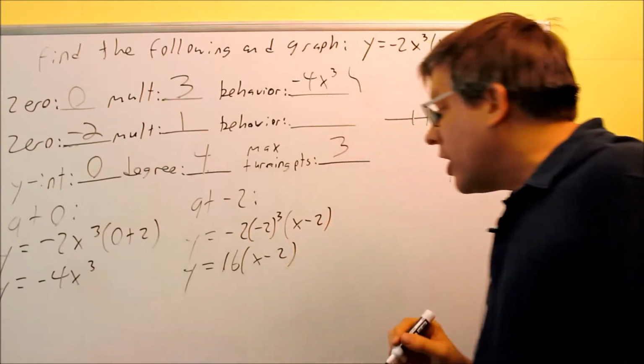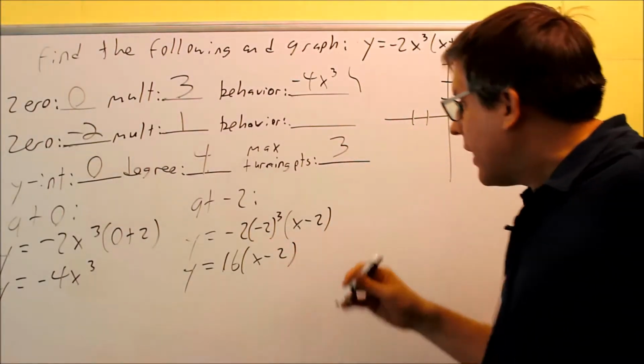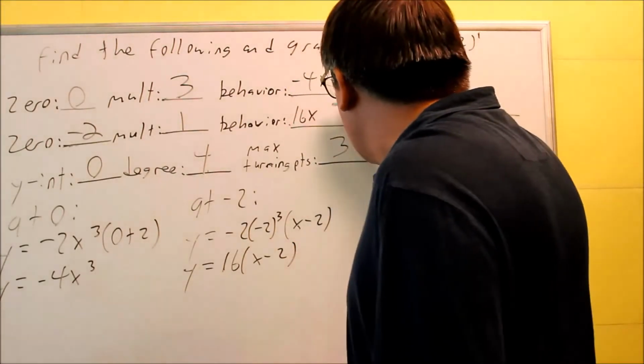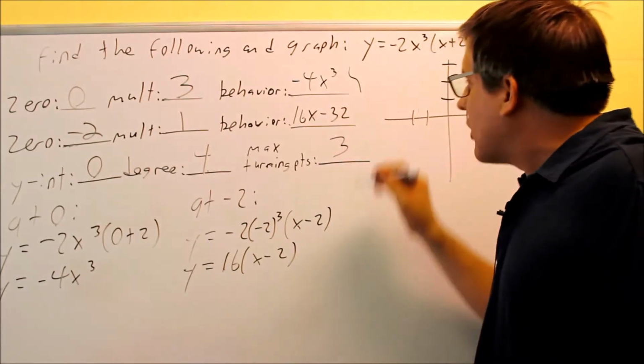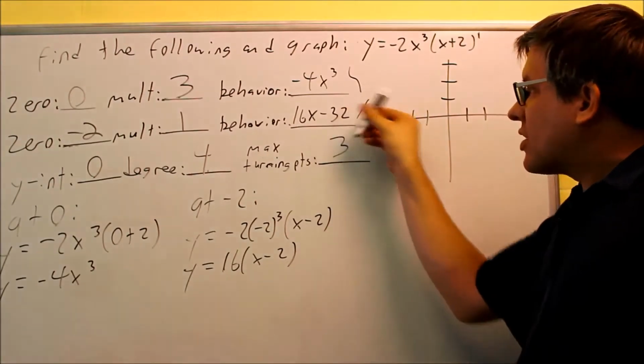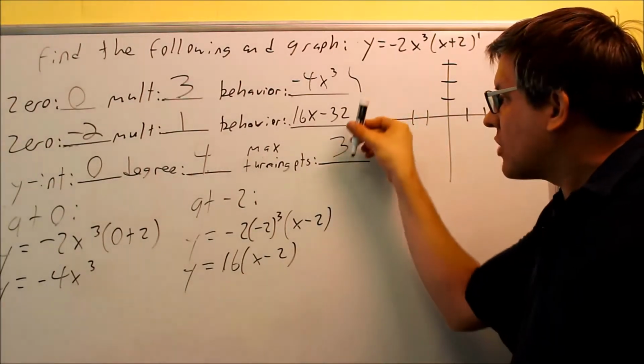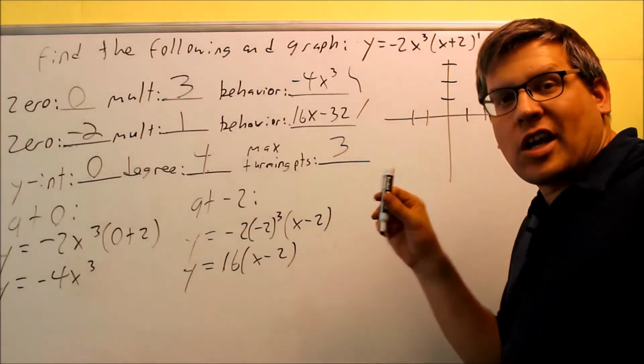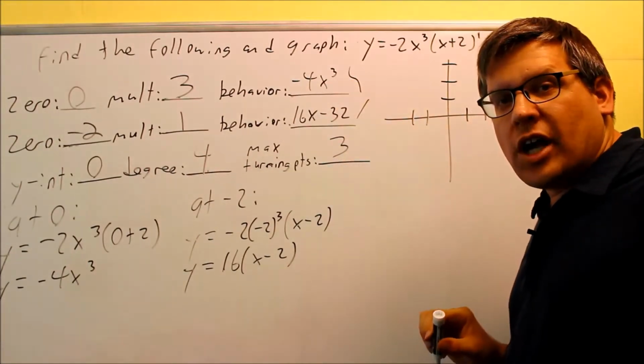And I end up with actually a line. If I multiply that out, I get 16x minus 32. That's a line that has a positive slope, which means it's going to resemble this one, a line slanting to the right. Anytime you have a positive slope, it slants to the right. Negative slopes will slant to the left.